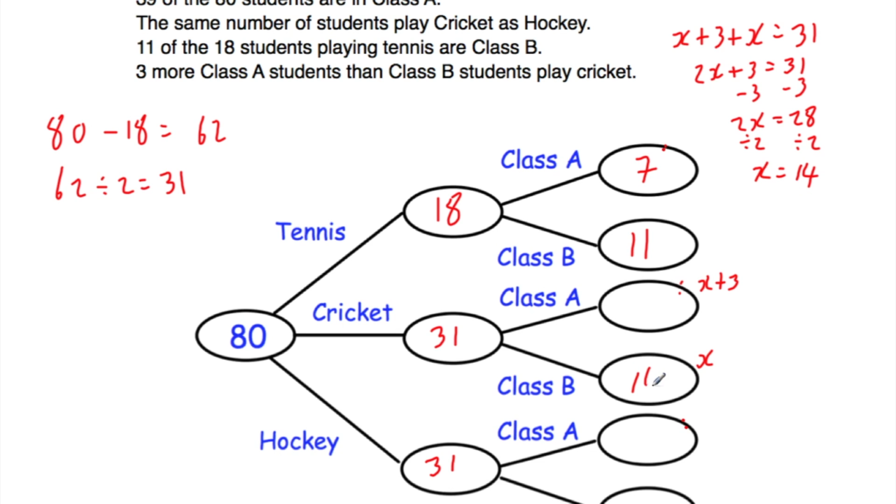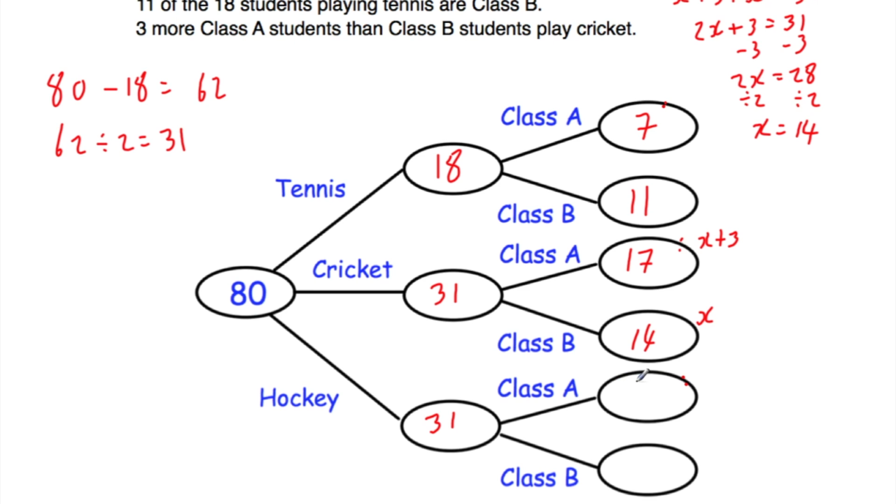So that means there's 14 students from class B that play cricket, and 3 more in class A, so that's going to be 14 plus 3 is 17. And if we check that, 17 plus 14 is 31, and the number of students from class A is 3 greater than the number of students from class B. Now you can do that without using an equation. You could have just figured it out and tried 16 and 15, well that's only 1 more, and then you could try 17 and 14, well that's 3 more, so that's perfect. So that's the number of students from class A and class B that do cricket.